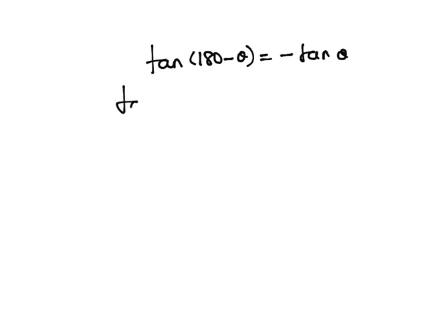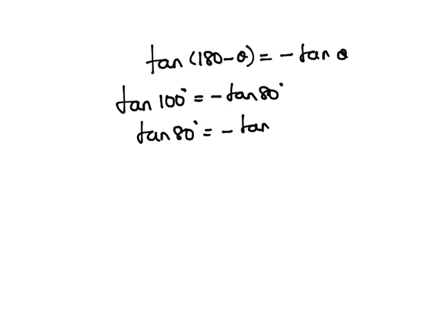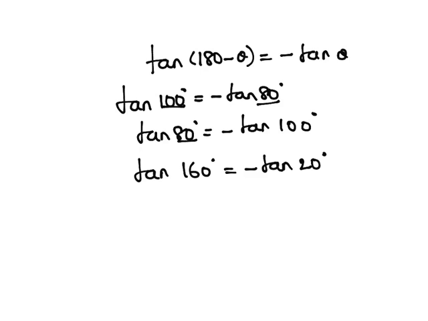So it means tan 100 degrees will be the same as minus tan 80 degrees. Or you can also write it as tan 80 degrees will be equal to minus tan 100 degrees. And tan, let's say, 160 degrees will be the same as minus tan 20 degrees. You can see that 100 and 80, 80 and 100, 160 and 20 add up to 180. It's very, very important that they add up to 180. Only then can you use this property.